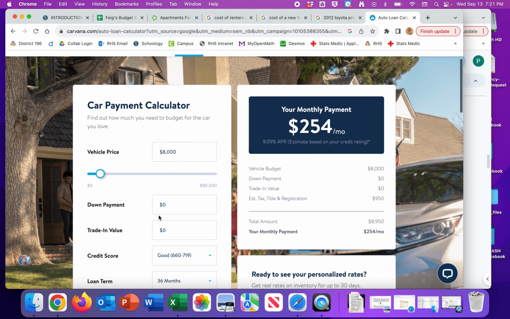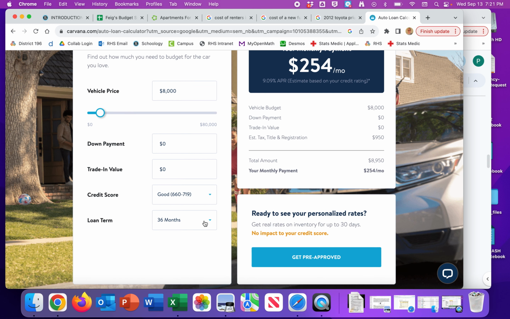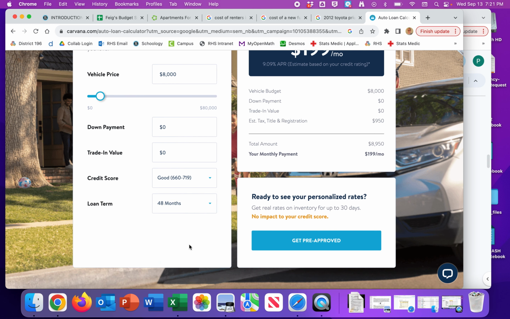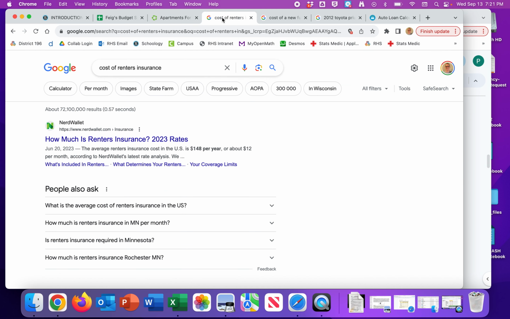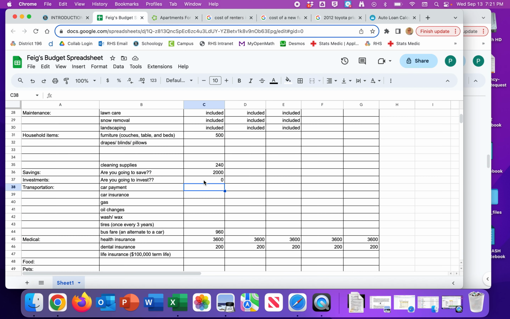That's 3 years, and your payment went up to $254. Let's pick a middle of the road. Let's just say, yep, I'll do 48 months. There's $199 a month for my car. All right, back to my spreadsheet.